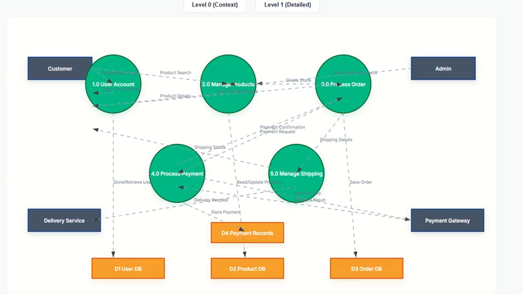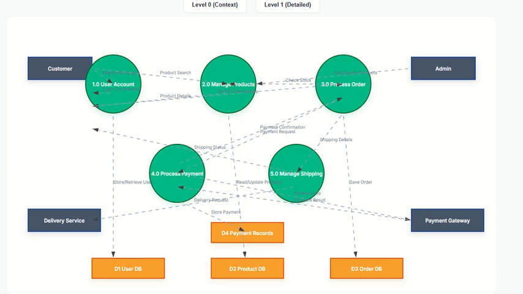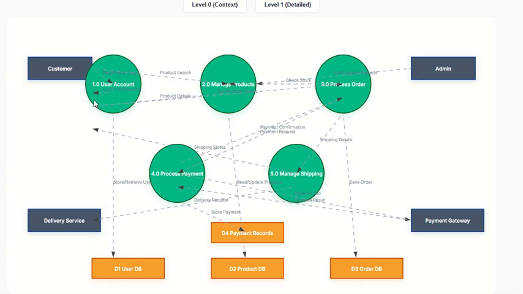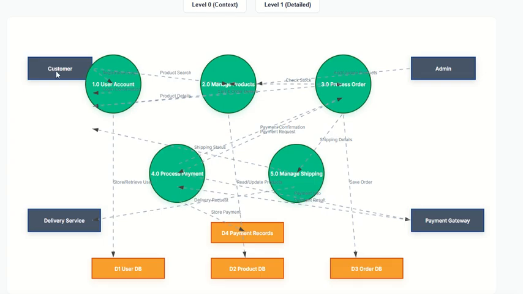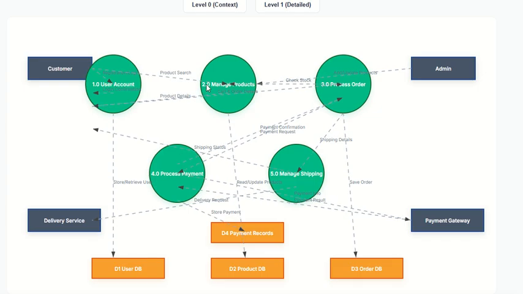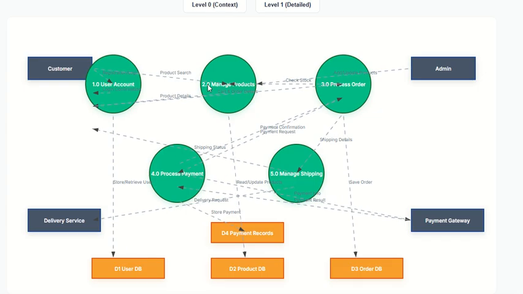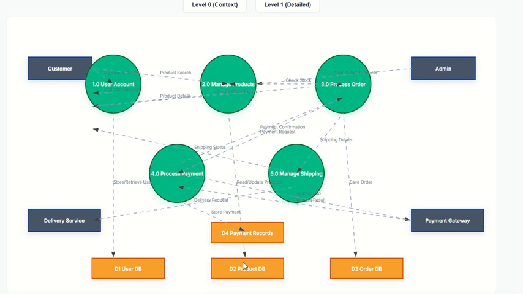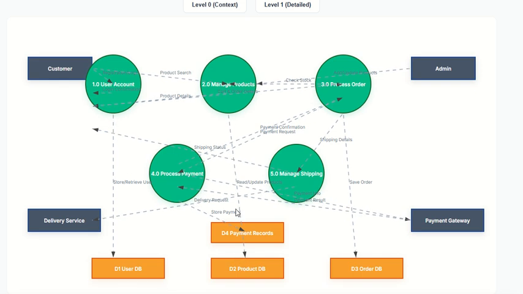Next, number 2 is manage products. This process is responsible for displaying and maintaining product information. So the customer sends out the product search request. Then the system retrieves product details from the D2 product database. Then the product information is sent back to the customer.